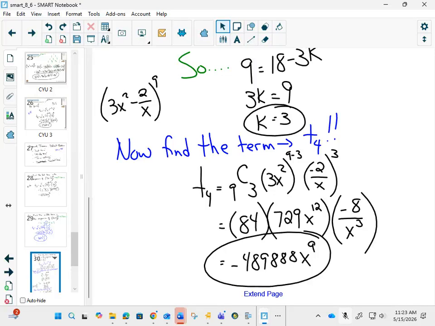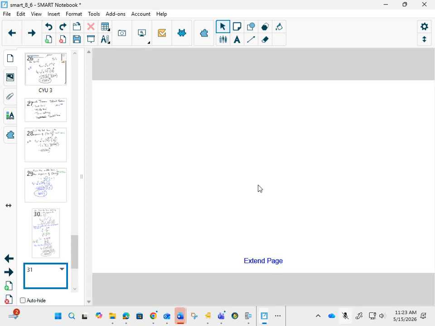So I said I'd give you an example of one. This one is like the hardest, the which term kind. You have to do some algebra. Sometimes they're easier, so here's an easier one. Find the term.